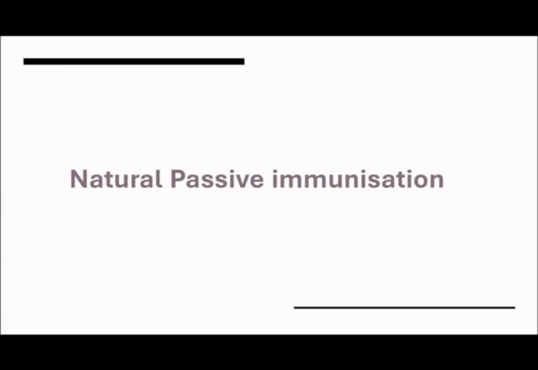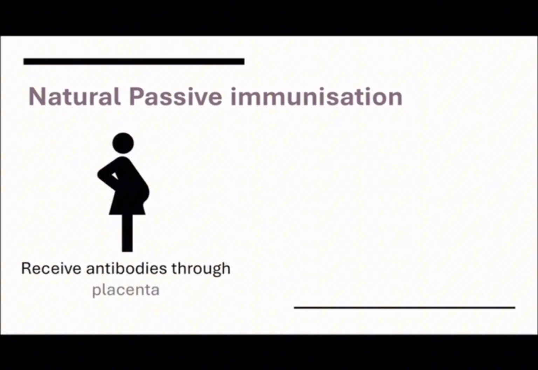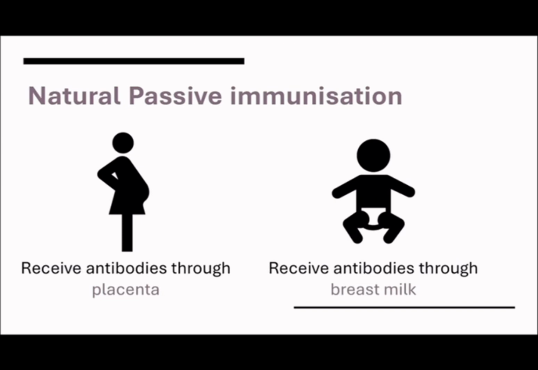Natural passive immunization occurs when antibodies get transferred from one body straight to another. For example, it happens with developing children in their mother's body. They receive antibodies from their mother's placenta, especially in the third trimester. The children also receive antibodies when they're born and breastfed from their mother.